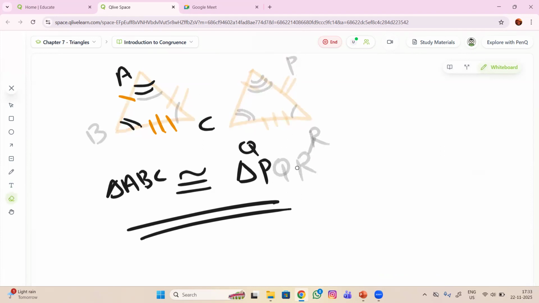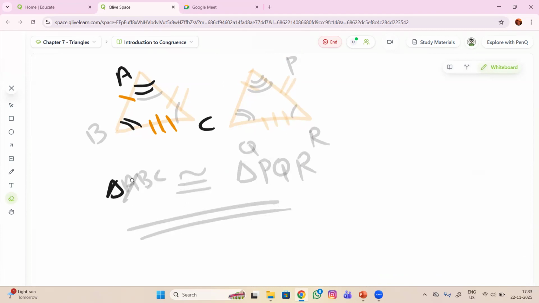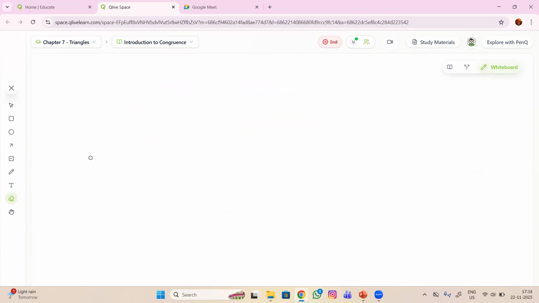Okay, there are many more criteria that decide the congruence of triangles. We will discuss them later in this class. So we move to the next section.